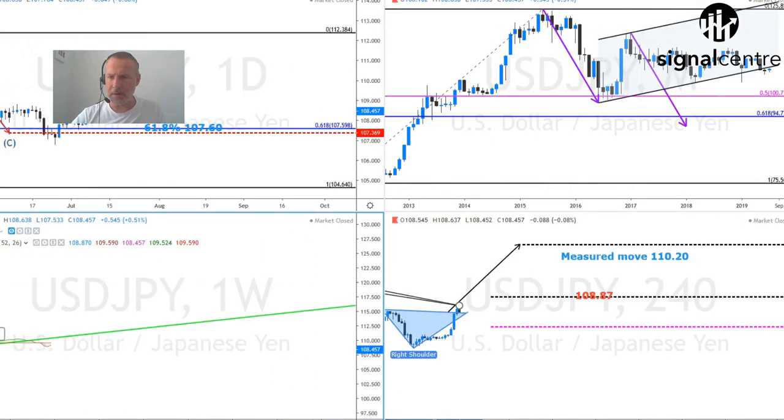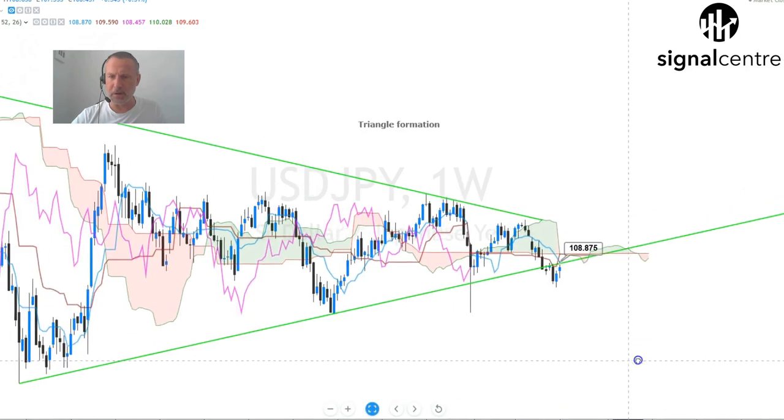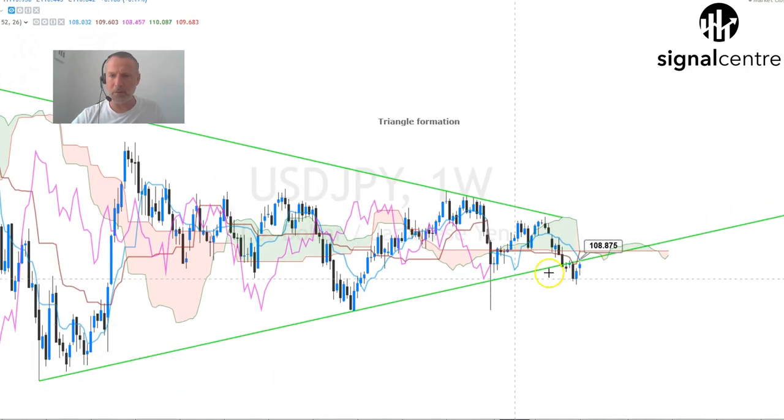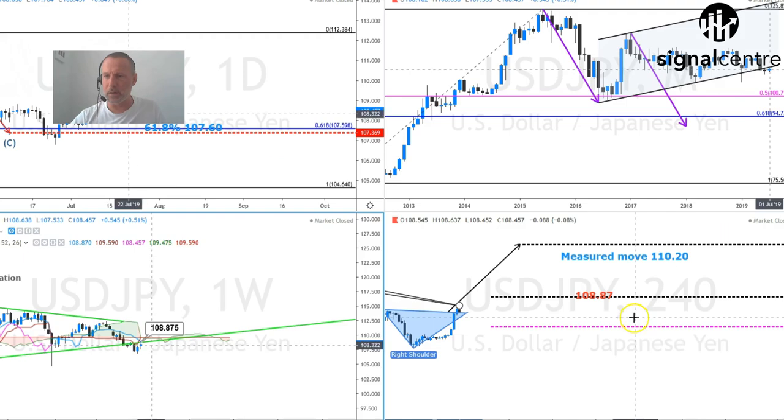If we go to this time frame, and this is the monthly chart, we've got a big triangle formation. We did break it to the downside. There's an important level. The reverse trendline resistance is located at 108.87. Got to take note of that. It could hold going into this week.